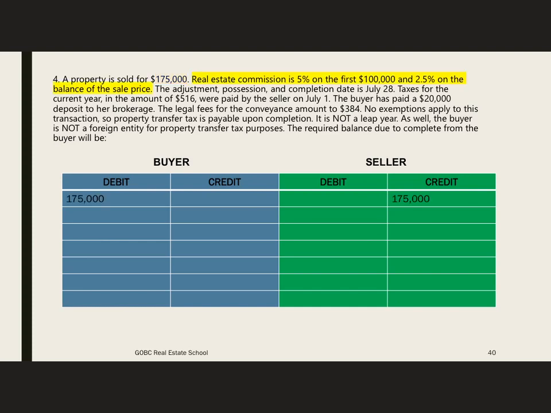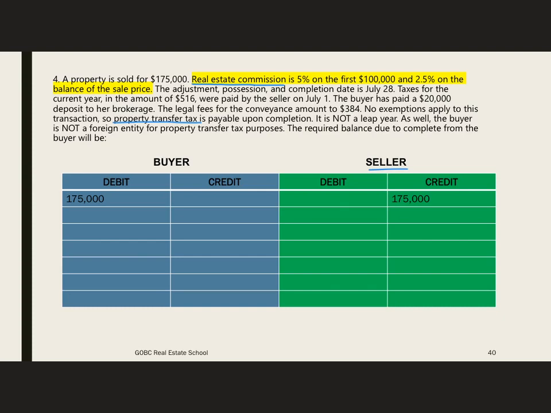The next thing that is mentioned is the real estate commission, and it says it's 5% on the first $100,000 and 2.5% on the balance of that sale price. So I just want to point out that this real estate commission calculation has nothing to do with the property transfer tax and the tiers that are part of that property transfer tax. So the real estate commission is talking about the real estate agent's commission, and the seller usually pays for that. So you just do the calculation however they tell you to in the question.